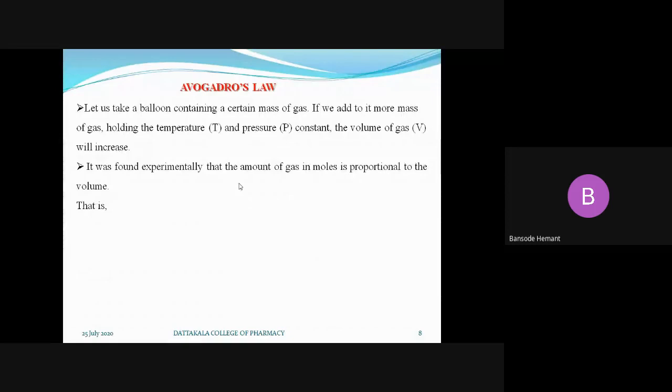Okay, so we can write this mathematically. The amount of gas in moles is proportional to the volume. We can write V is directly proportional to n, the number of moles, at constant temperature and pressure. That is, the volume of gas is directly proportional to the number of moles of the gas present in the container or vessel at constant temperature and pressure. Again, we can use a constant here, A. A stands for Avogadro's constant or Avogadro's number. Okay, that is the proportionality constant.